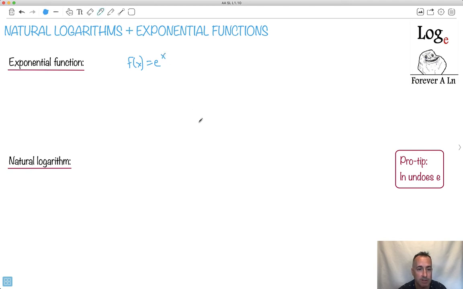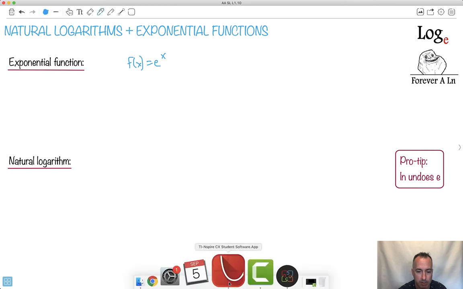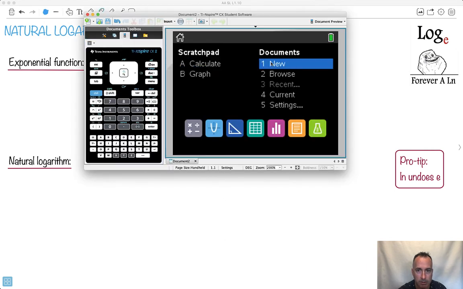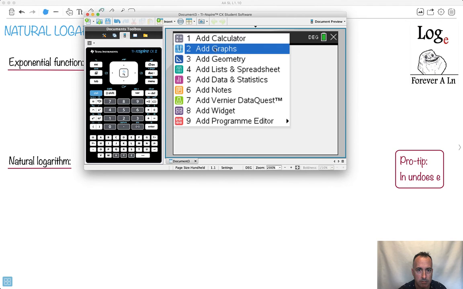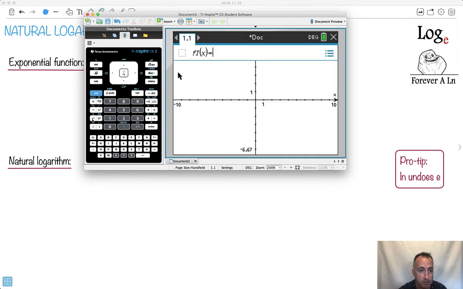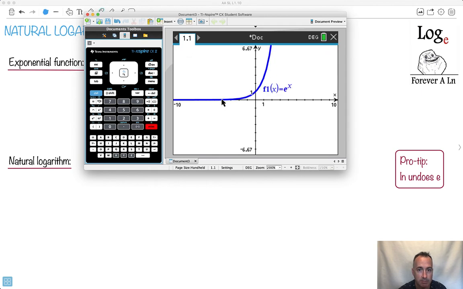This is really important. So maybe I'll show you the graph. Hold on. Let me bring up a new graph. Let me show you this function. Look, do you see it's right here? It's e to the x. So I'll do e to the power of x, and I'll say enter. This is the function here.